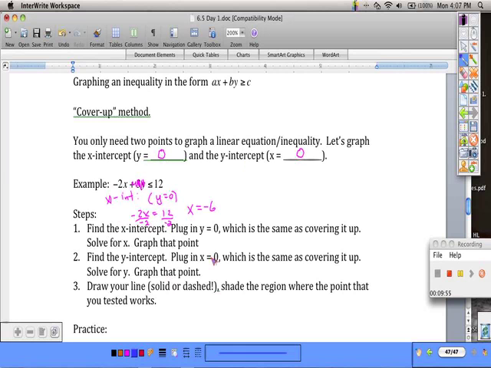To find the y-intercept, we're letting x be 0. So this first x term we ignore because negative 2 times 0 is 0. So we're looking at the little equation 3y equals 12. Divide by 3. Y equals 4. And we could then graph these points and draw a line through them.